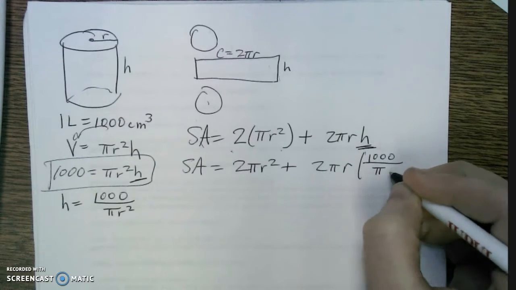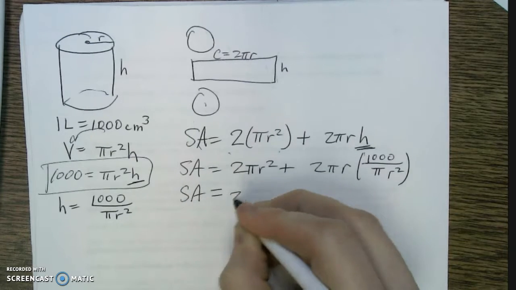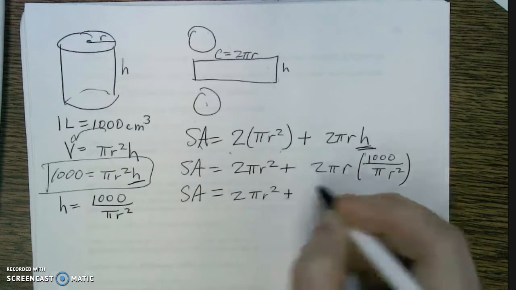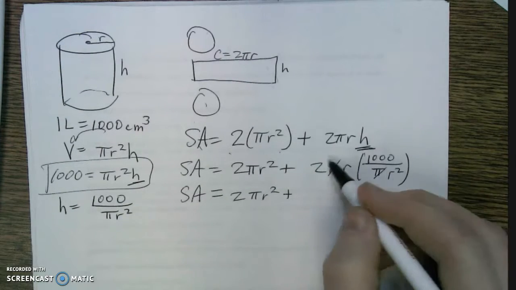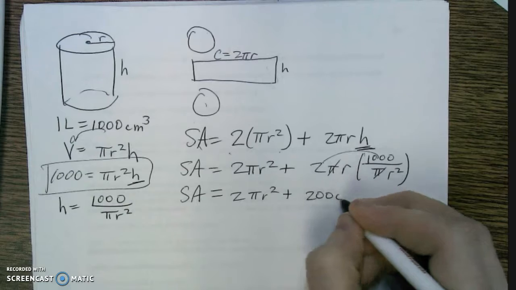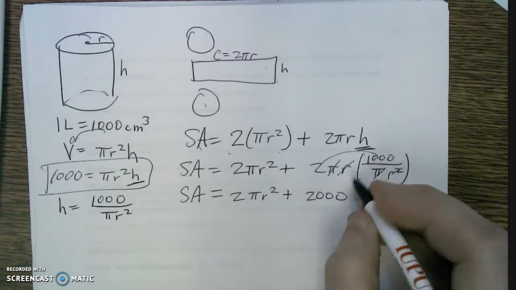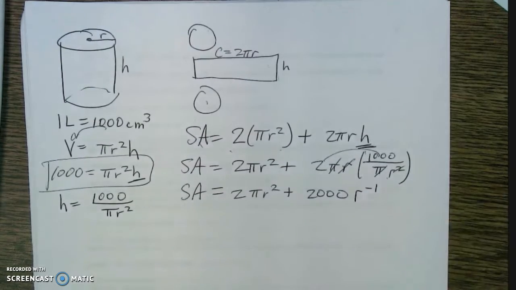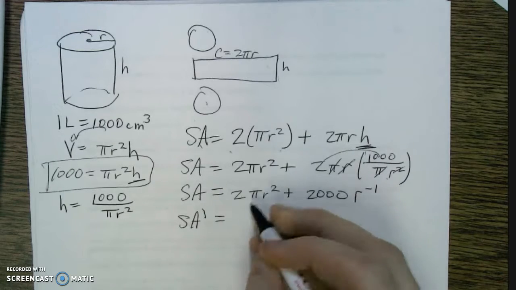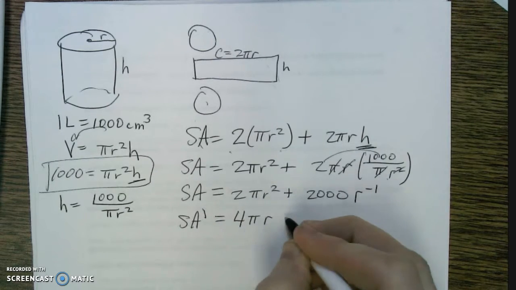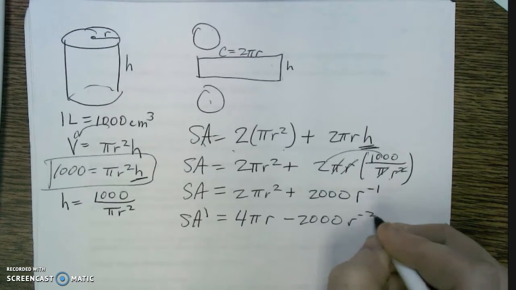And we want to simplify this as much as we can before we start doing the derivative, because the derivative can be complicated. So we want to make it as uncomplicated as possible. My pi's cancel. I'm going to get 2,000. And then the r's reduce, and r reduces. And so I have an r on the bottom, which I'm going to write as r to the negative first. Now I'm going to find my derivative. So I'm going to get 4 pi r, and the negative comes in front. I'm going to get negative 2,000 r to the negative second.